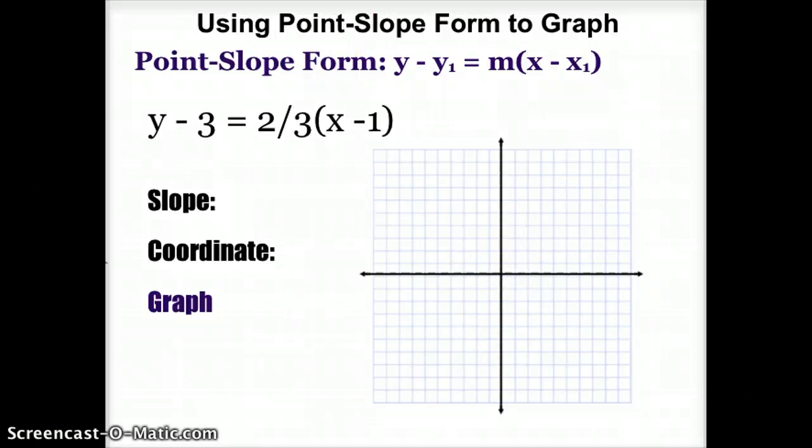If you would like to try this one, you can get some help, and the answer here, if you would like to check it, would be the slope is 2/3, your coordinate is (1, 3). So start at (1, 3), go up 2, to the right 3.